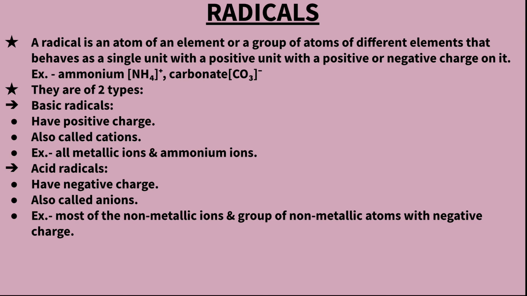There are 2 kinds of radicals, basic radicals and acid radicals. Basic radicals have a positive charge on them and they are also called cations. Examples are all metallic ions, and ammonium ions; they are all cations or basic radicals. Then acid radicals have a negative charge on them and they are also known as anions. Mostly they are non-metallic ions, and groups of non-metallic ions with a negative charge all act as acid radicals.